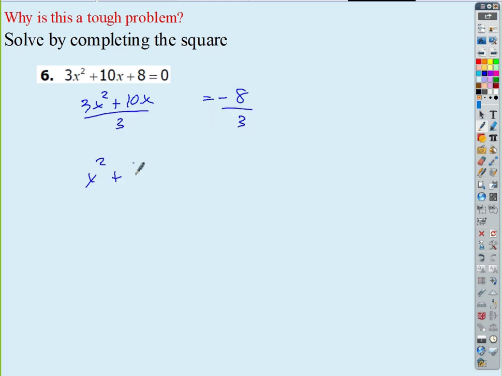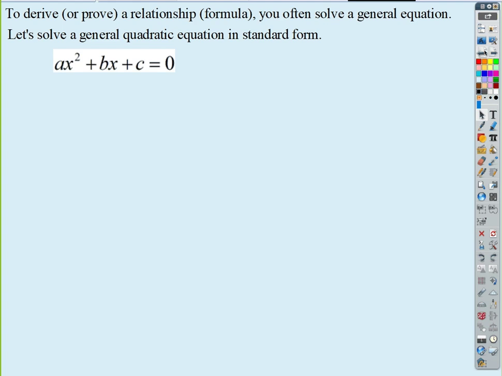I get x squared plus 10/3 x. Already we know we're not going to do this, because if b is a fraction, half of b is going to be another fraction, right? See my point? So here's another example of one that we would not choose to complete the square with. Okay? All right, good stuff.